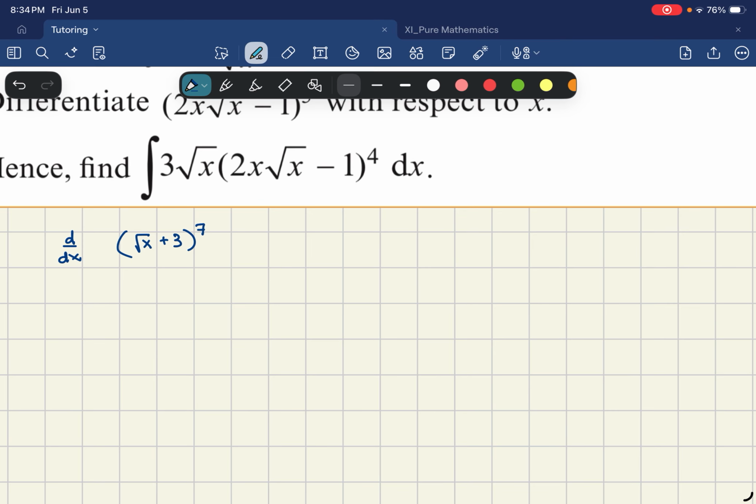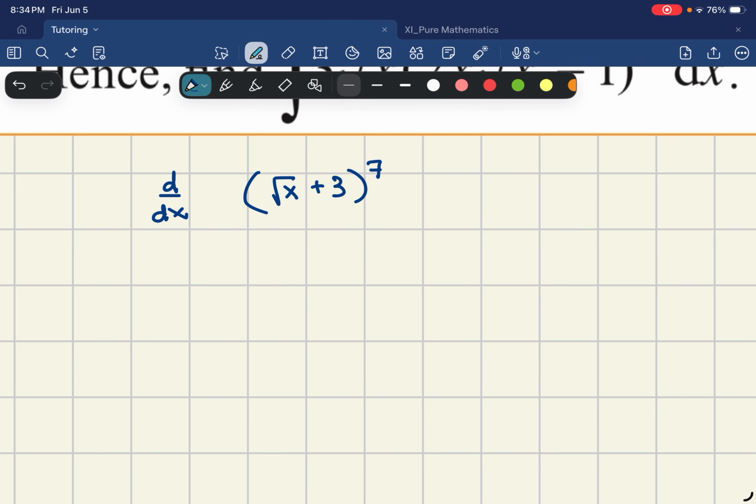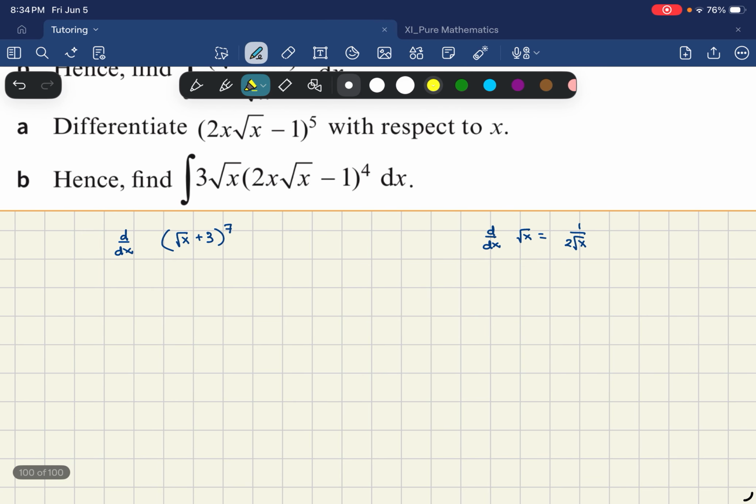So now, you can do it the long way. You can write the square root of x as x to the power half, but you can also just choose to remember this formula. All right. So if you differentiate, so this formula. I'll just give you time to copy it down.